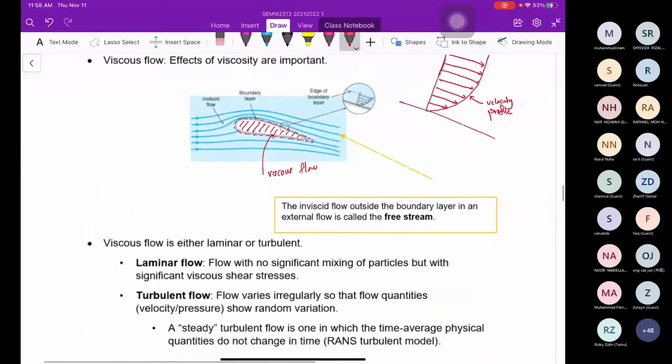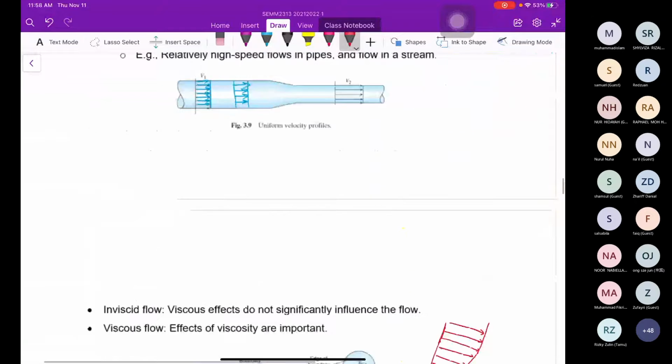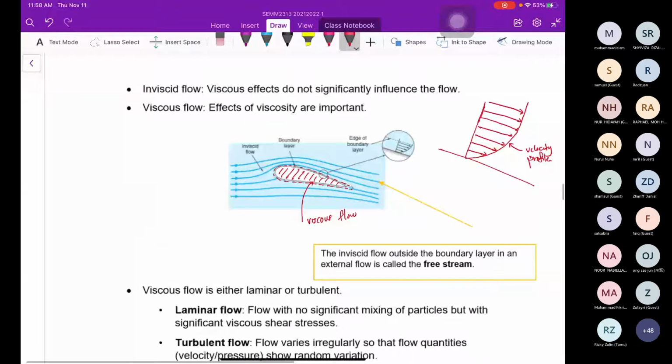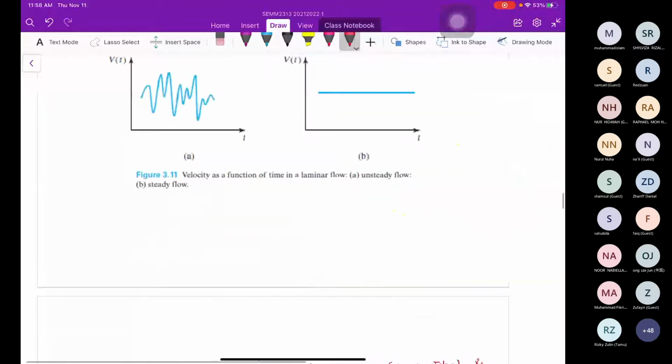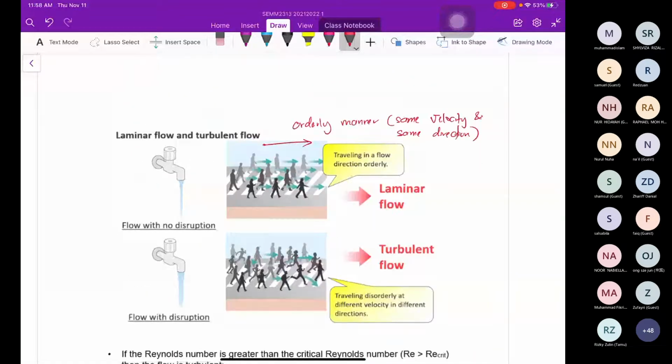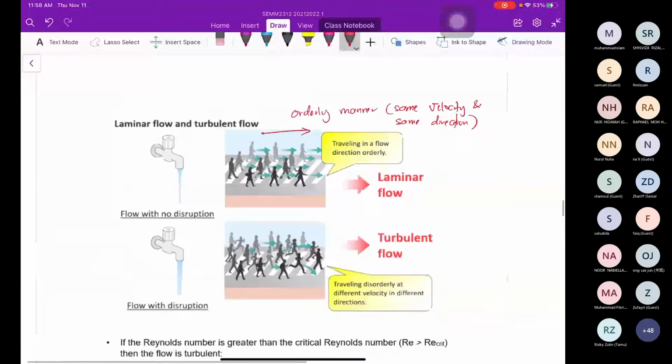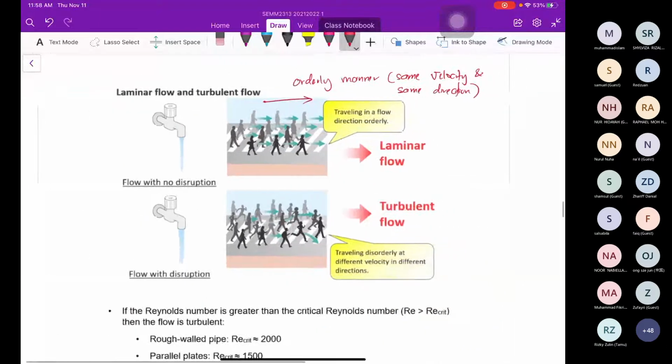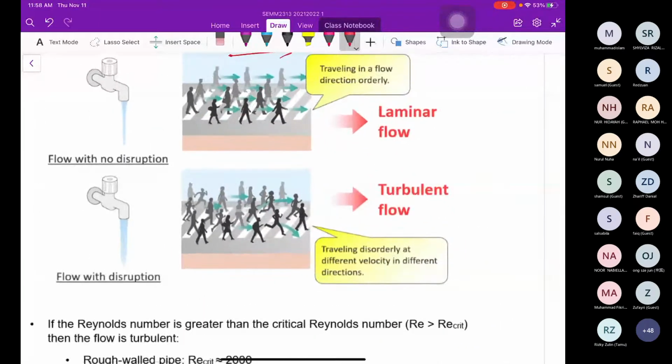So, after you have learned about viscous flow, inside the viscous flow we have laminar and turbulent flow. How to differentiate whether it is laminar or turbulent? You can see the orderly manner. For orderly manner, that means it is laminar flow. For the turbulent flow, it is chaotic manner. It flows in different speed and direction.